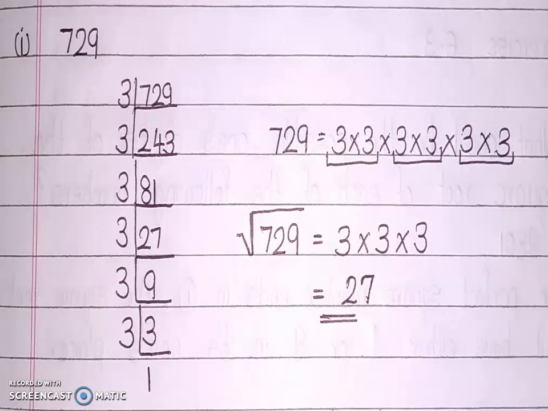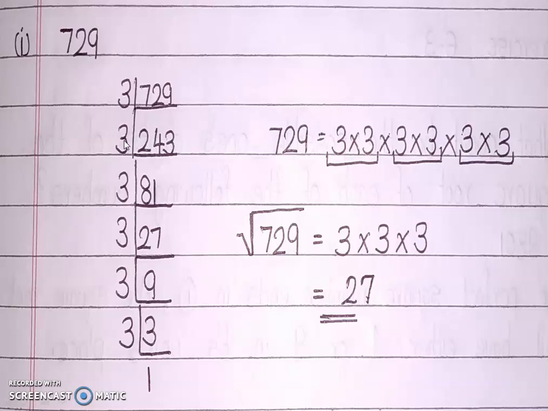Is that clear? So here 729 I prime factorized using 3. It is not necessary that you can use only one number. Whatever number you use, it should be a prime number. That is the only rule in prime factorization. Okay. Now 729 when divided by 3 gives you 243. Again you can see this is an odd number, so you cannot use 2. So I'll go for 3 again.